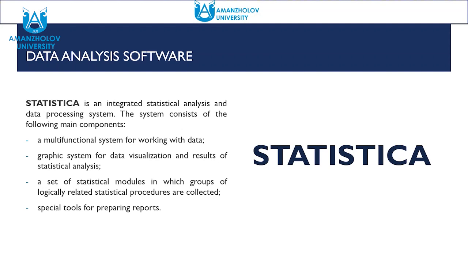More about Statistica. Statistica is an integrated statistical analysis and data processing system. The system consists of the following main components. First, a multifunctional system for working with data. Second, a graphic system for visualization of data and results of statistical analysis. Third, a set of statistical modules in which groups of logically related statistical procedures are collected. And last, special tools for preparing reports.